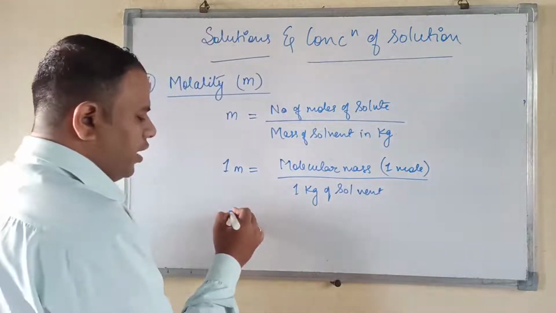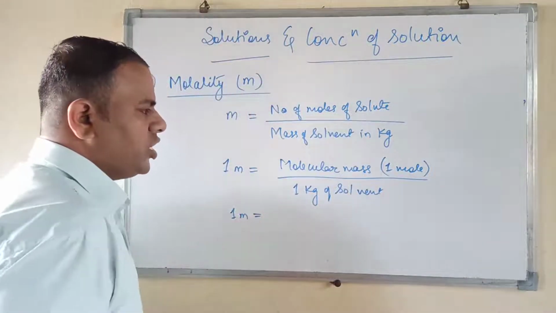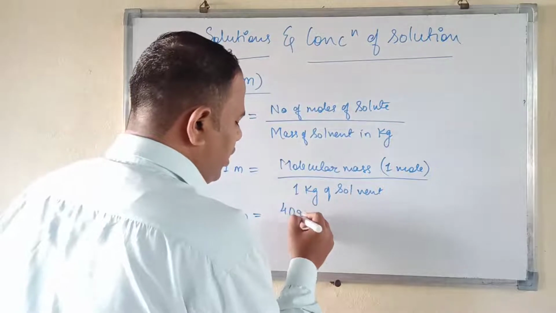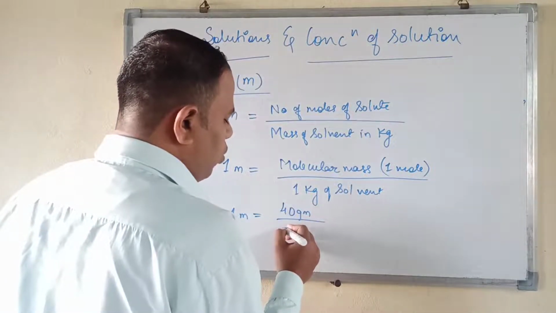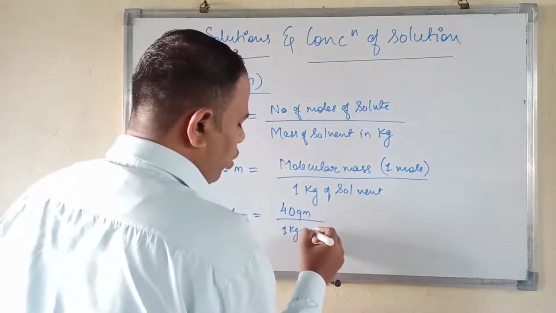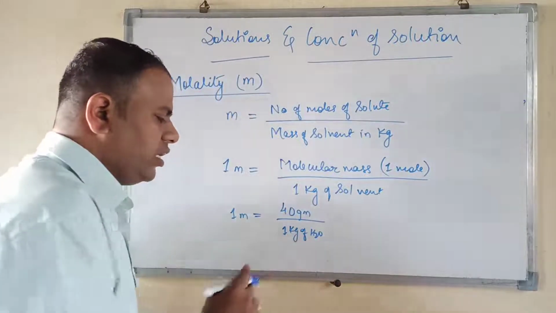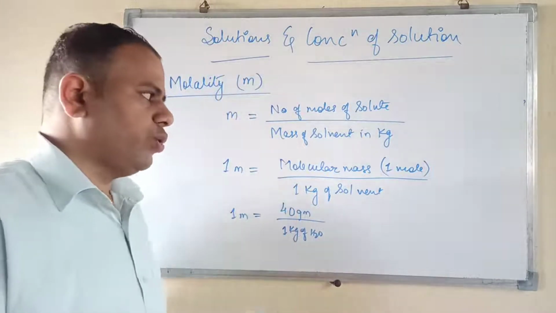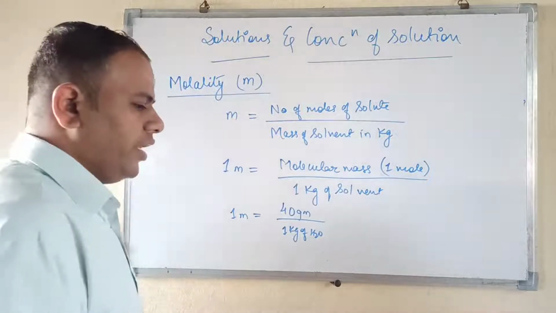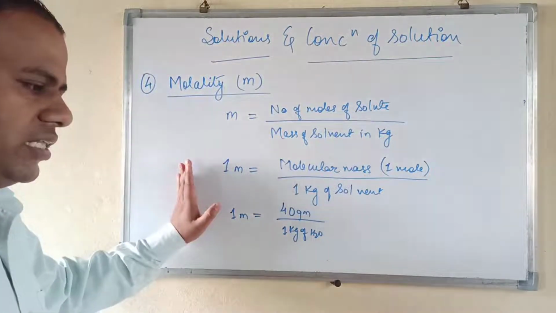Okay, so similarly, if I have to prepare 1 molal NaOH, then the molecular mass is 40. I have to mix this into 1 kg of water. Okay, 1 kg of water. When I mix it, it will be a 1 molal solution. Okay, this is how you are going to calculate the molarity, or molality.